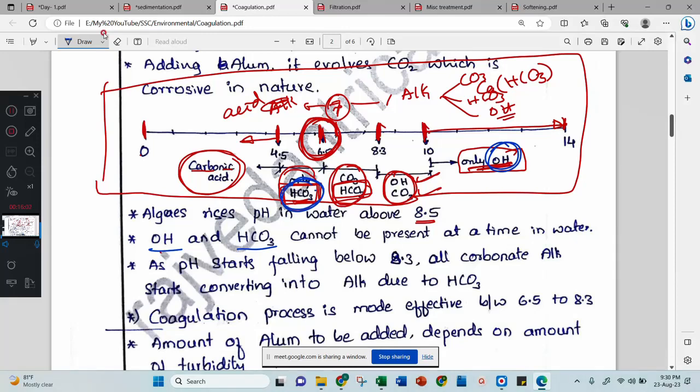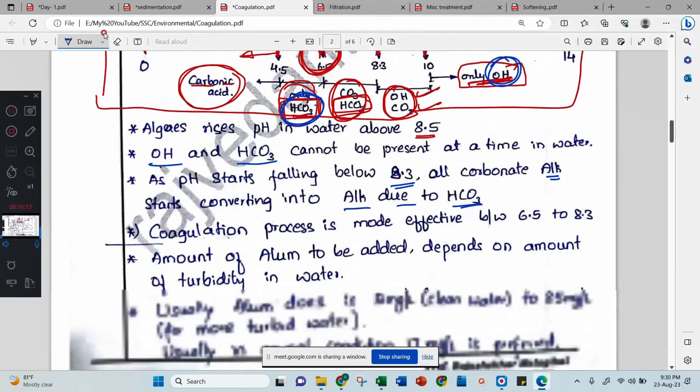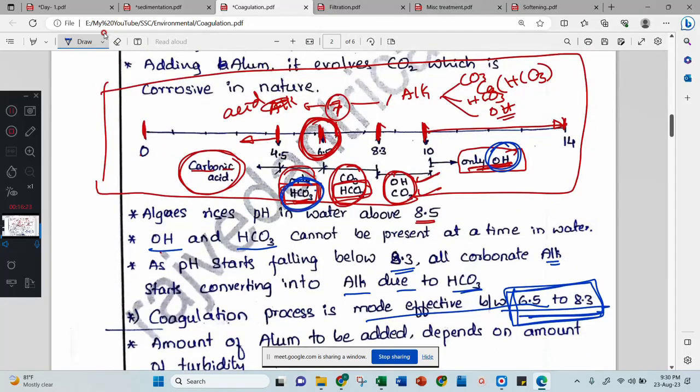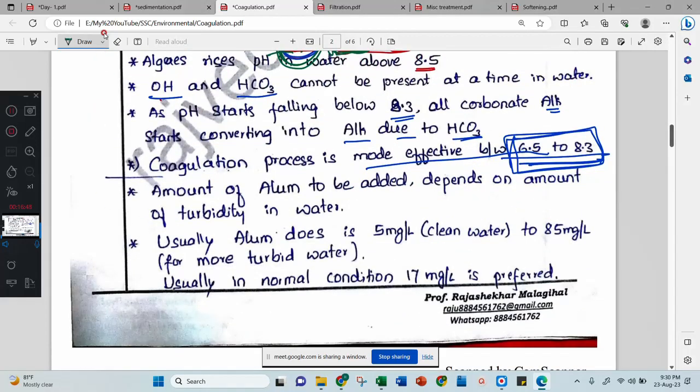As pH starts falling below 8.3, all carbonate alkalinity starts converting into alkalinity due to HCO3. That is already shown in the scale. Coagulation process is made effective between 6.5 to 8.3. Very important. Okay, 6.5 to 8.3. Now you might be asking one question, sir, how come it is possible? Because only HCO3 is available in this scale, no, that is not true, because here CO3 is there and HCO3 is there. Interchanging is possible here, but here it is alone, therefore it will not mix with some other material. Here mixing and dissolution is possible. Therefore 6.5 to 8.3 is the correct pH range for effective coagulation.